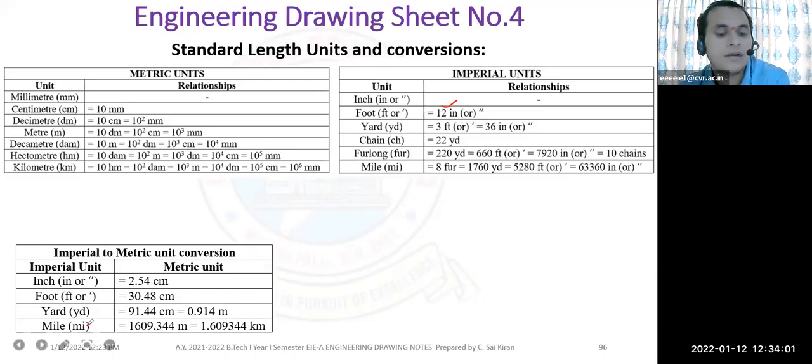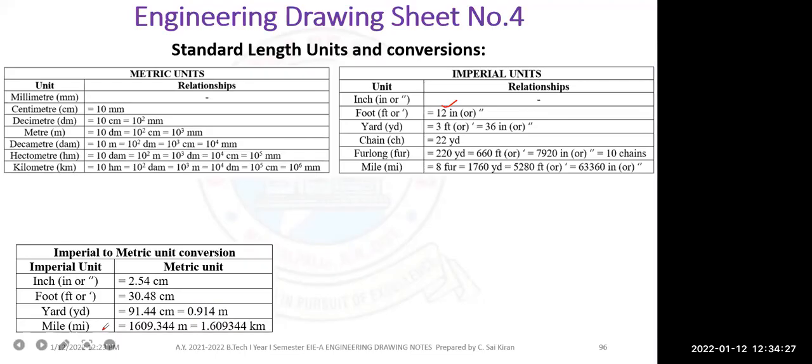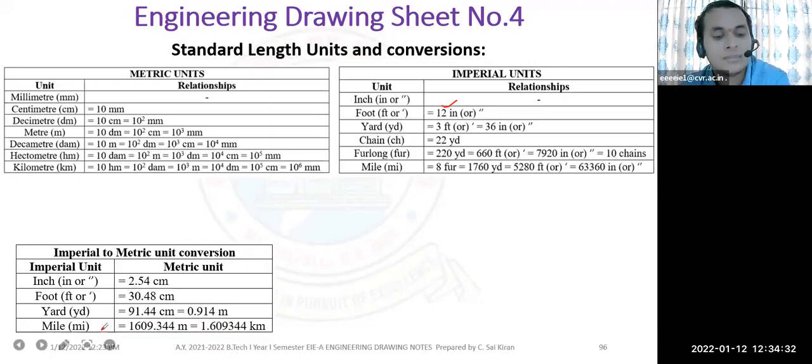Similarly, 1 mile equals 1609.344 meters, because 1 mile equals 1760 yards. So you have to multiply 1760 into 0.914, then you will get this value. In terms of kilometers, in our India, it is 1.609344 kilometers, which in the European countries they call 1 mile. They measure the distance in terms of miles, 10 miles, 2 miles, 2.5 miles. So you need to know the conversion.